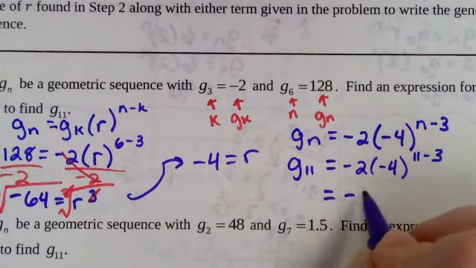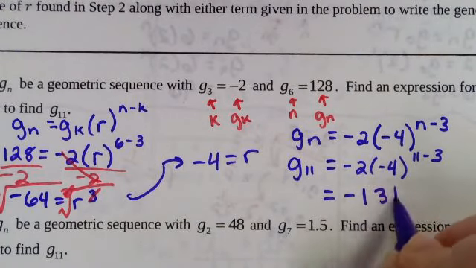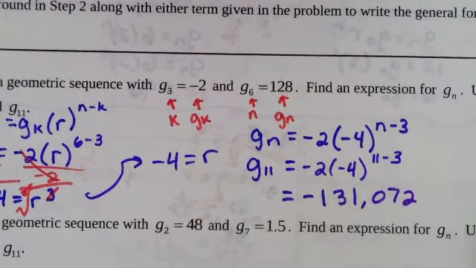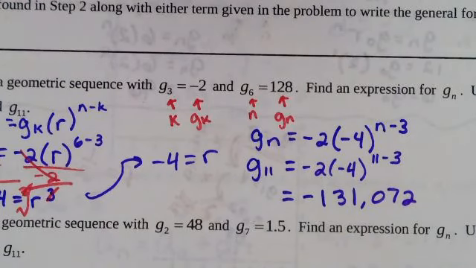But this should end up coming out as -131,072. That would be our answer. I would not have wanted to do that by hand. So calculator is best on that type of thing when the numbers get too big.